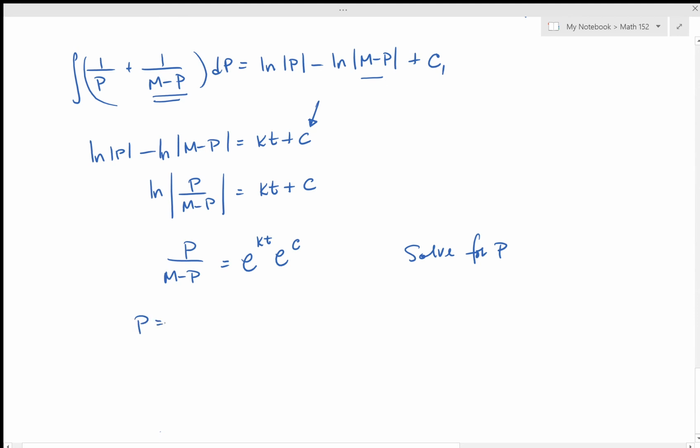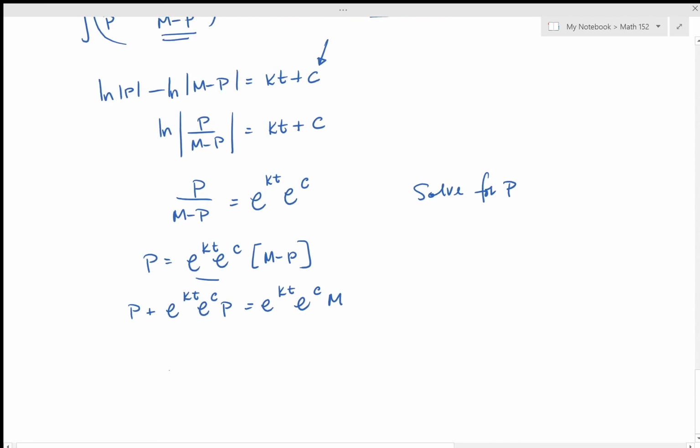And you could stop the video and try it yourself. E to the KT, E to the C, and then I multiplied here by M minus P. And then I had to distribute this over M and P, and then add to both sides P plus E to the KT, E to the C times P is equal to E to the KT, E to the C times M.